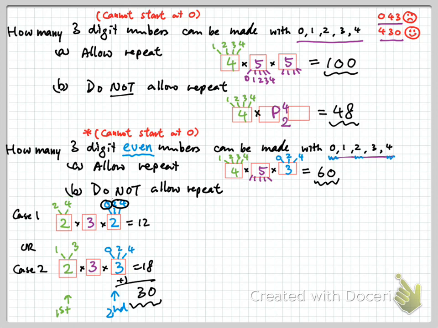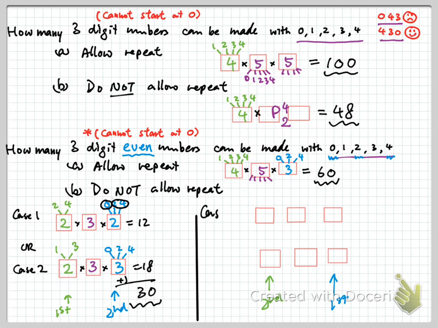Alright? Now, alternatively, we can do it in another way. Right? There's an alternate solution to this question. We can consider the blue box first. Alright? And then we think about the green box second. Finally, we consider the purple box. Alright? But once again, if you do this, you still have to split into two cases. Alright? Case 1 or case 2.